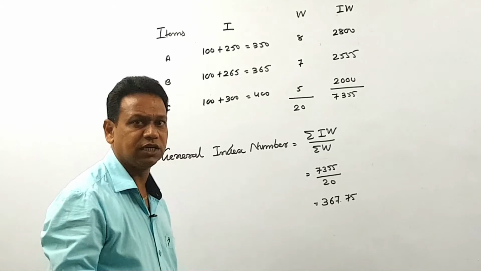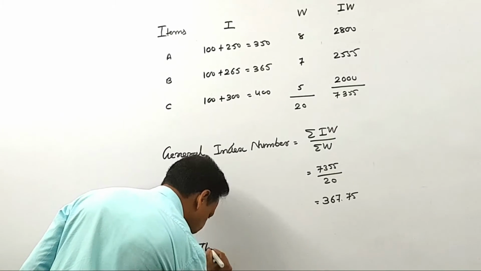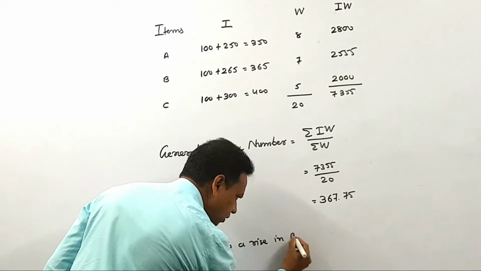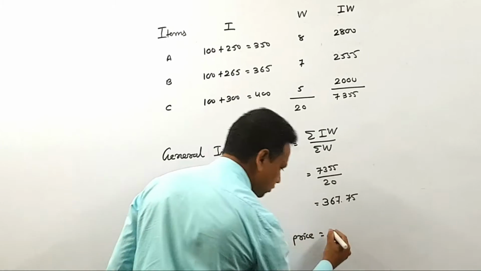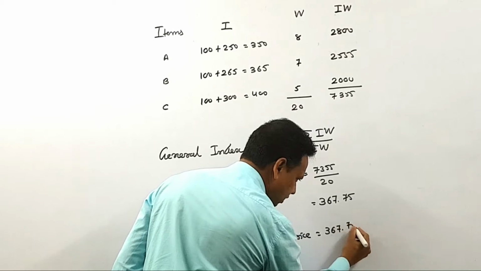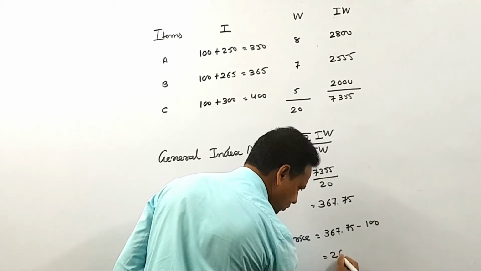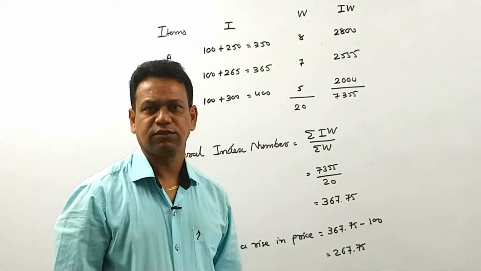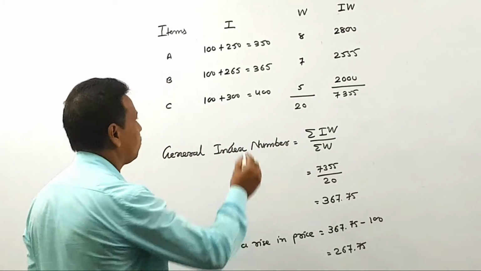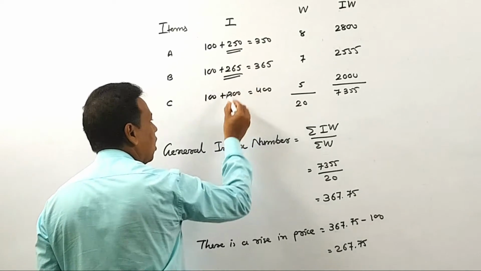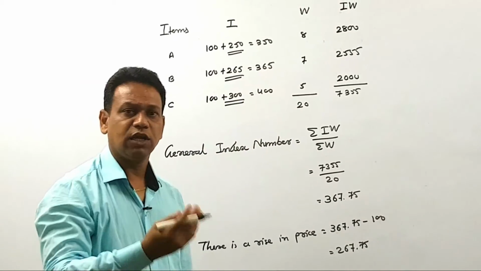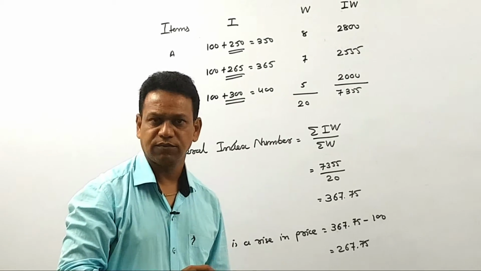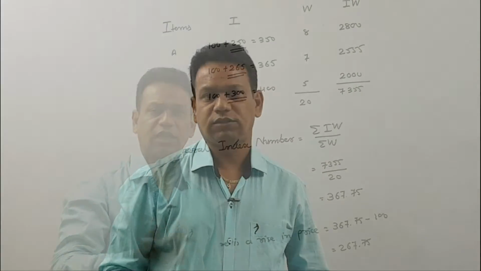How much percentage increase in the price? So that is a rise in price, equal to 367.75 minus 100. So the excess part shows us the increase in the prices. So my dear friends, we have to pay attention only to these amounts. If the price is increased by some percentage, we have to add it to the index number 100 of the base. I think this seems very easy to you.